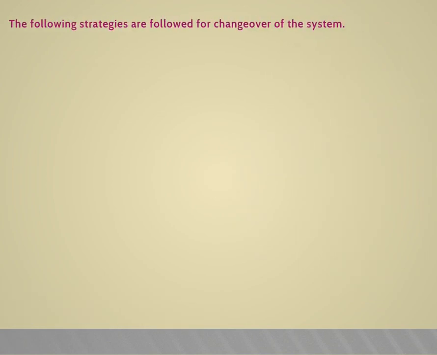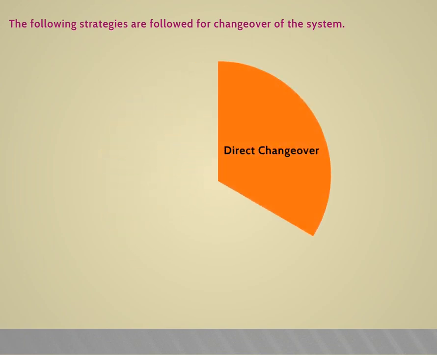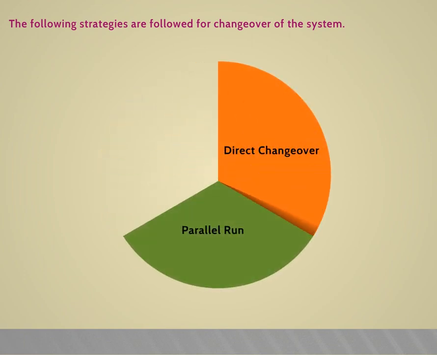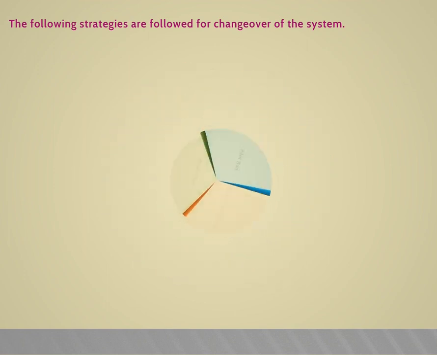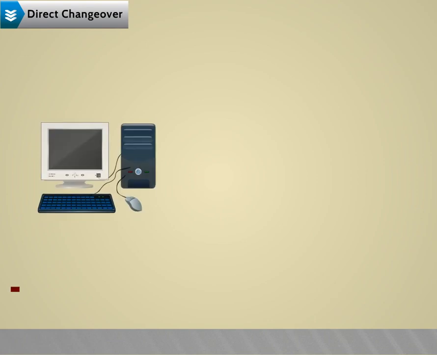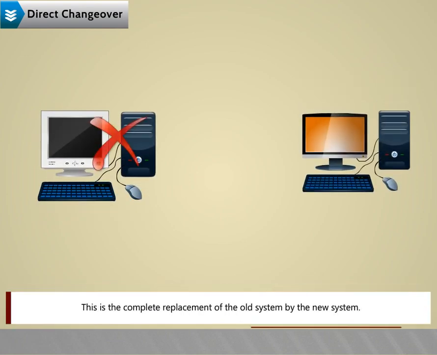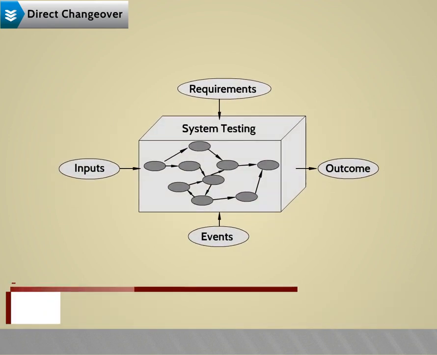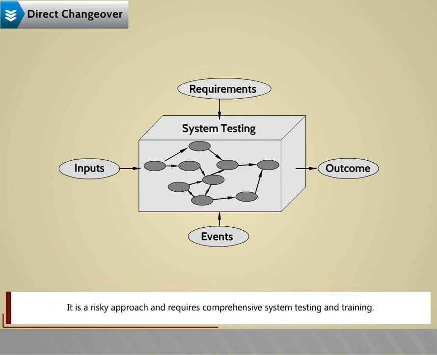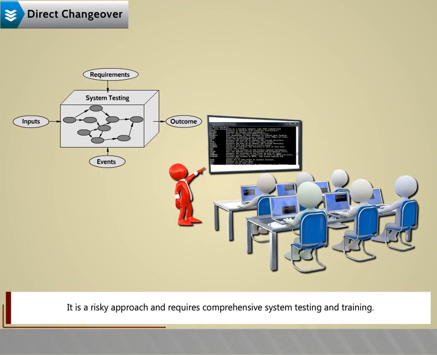The following strategies are followed for changeover of the system: direct changeover, parallel run, pilot run. Direct changeover. This is the complete replacement of the old system by the new system. It is a risky approach and requires comprehensive system testing and training.